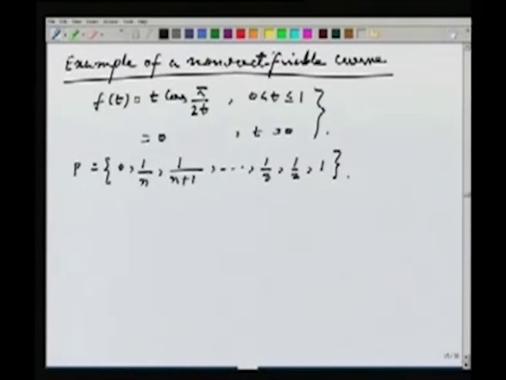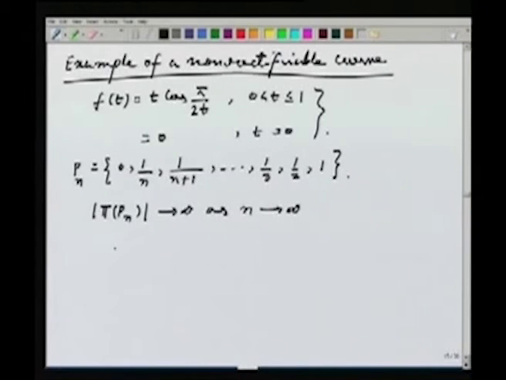Now we give you an example of a non-rectifiable curve. The curve is written here: f(t) equals t cos(pi by 2t) if t lies between 0 and 1, and 0 otherwise. To show that it is not rectifiable, I choose a collection of partitions. One such partition is written here. For each n, I can define P_n to be this. I will try to show that the mod pi of P_n goes to infinity as n goes to infinity. That means all the mod pi of P's, as the P's vary over partitions, are not bounded above by some number, and hence the curve is not rectifiable.